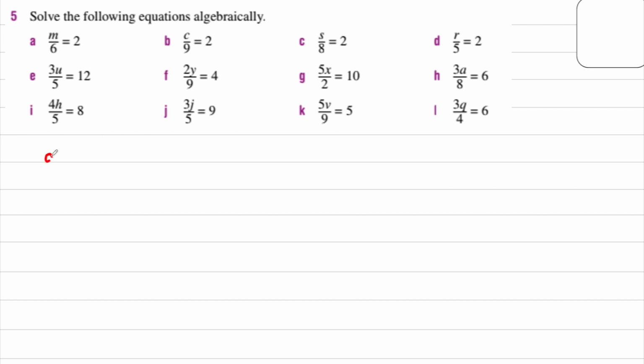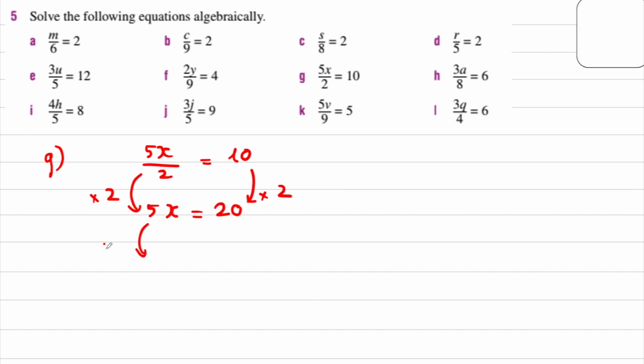Question G, about here we got 5x divided by 2 equals 10. Multiply 2 left, multiply 2 right, 5x here, 20 here. 5 times x, it means the next step we need to divide by 5. Divide by 5, here is x, and this one is 4. Okay, and the next one, you got question H. 3a over 8 equals 6.